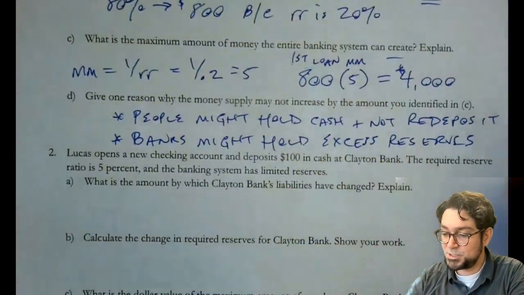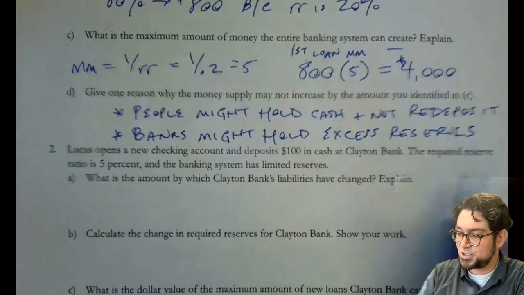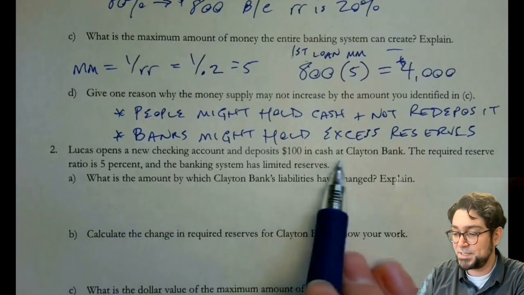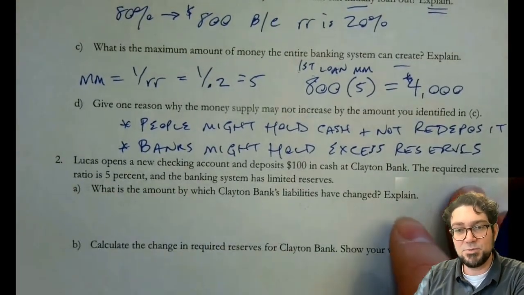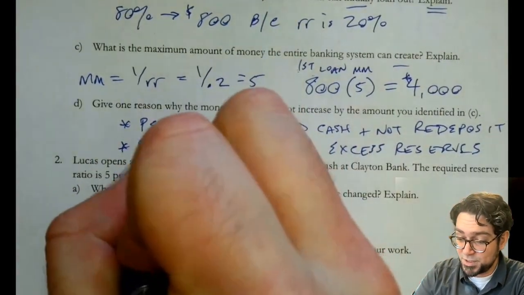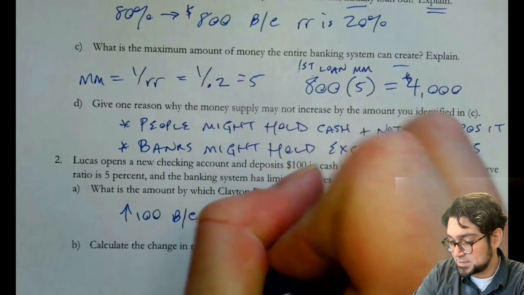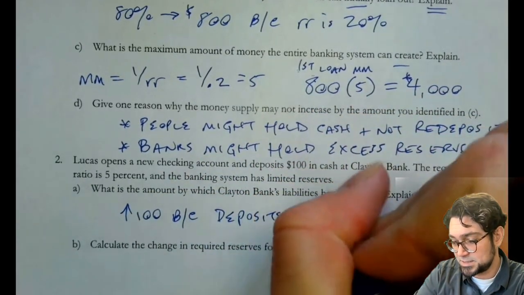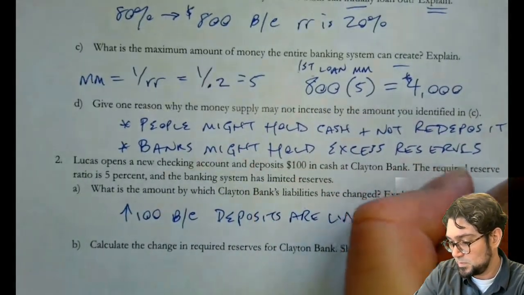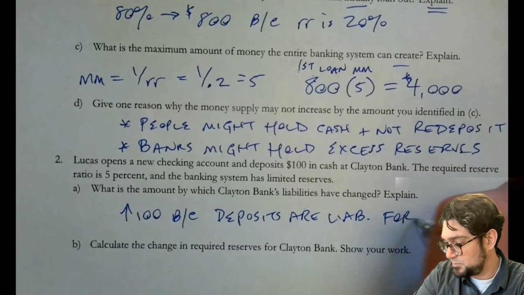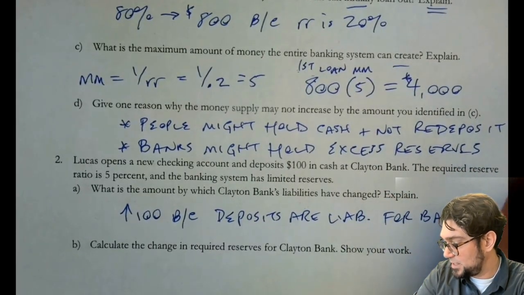Number 2, Lucas opens a checking account. Good job, Lucas. $100 in cash at Clayton Bank. Required reserve is 5%. Banking system has limited reserves. What's the amount by which their liabilities have changed? Well, 100, because deposits are liabilities for banks. And so they owe him his $100, so we would say that they've gone up by 100.